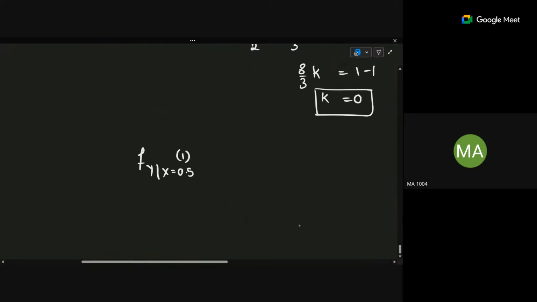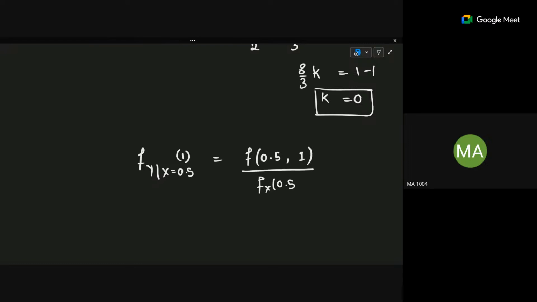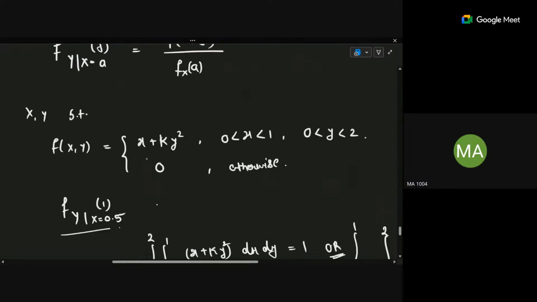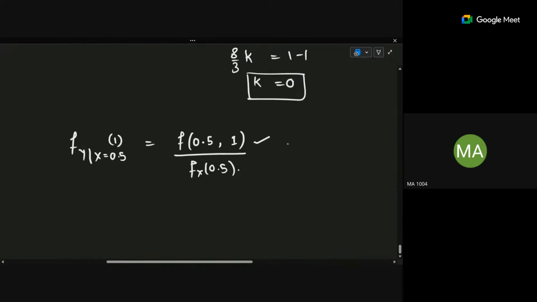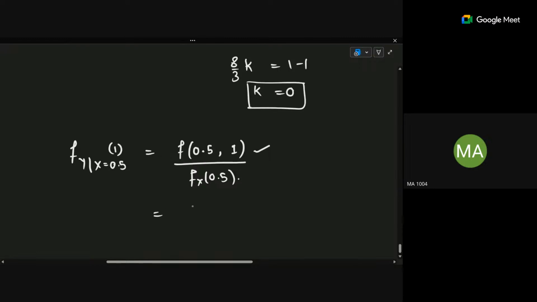So let's start with this conditional probability. How to calculate it? It is nothing but f of 0.5 comma 1, right? Joint probability at this point, over fx at 0.5. So how to find this f of 0.5 comma 1? For that we have this value, right? K is 0, that means f of x, y is nothing but x. That is, it is 0.5 only. And what about fx of 0.5? That we have to calculate, right?